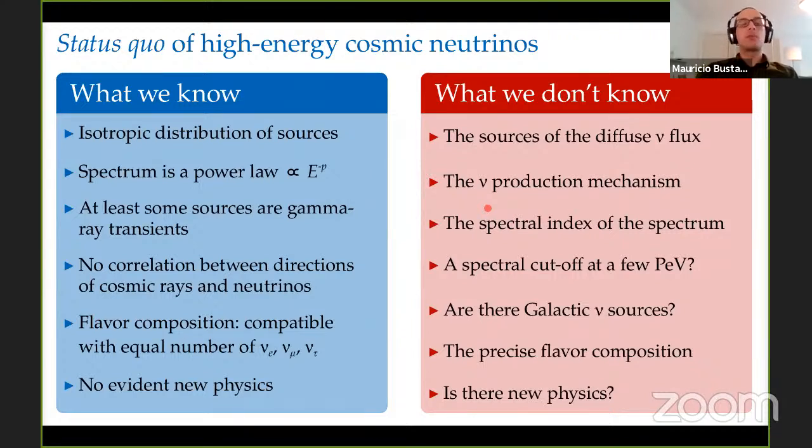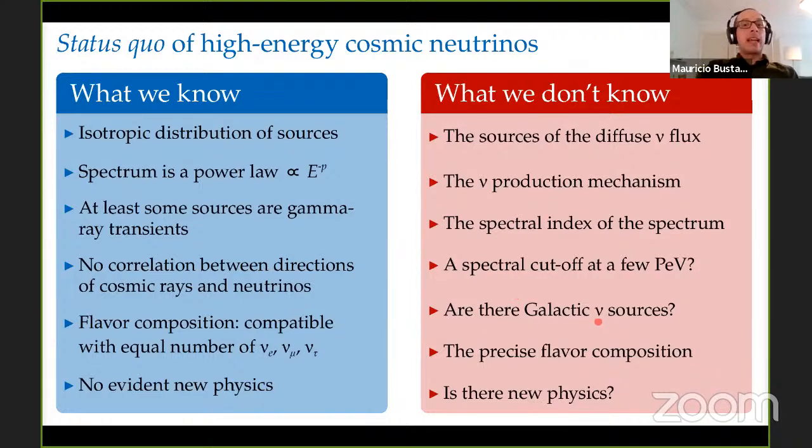And what we don't know, of course, is what the sources of the neutrinos are yet, at least for most of them. We don't know exactly how neutrinos are made. We don't know the value of the spectral index; we know it only uncertainly, I should say. We don't know if there's a cutoff in the maximum energy the neutrinos can reach. So maybe the spectrum is suppressed at high energies. It's no longer a power law, but a power law suppressed with an exponential decay.